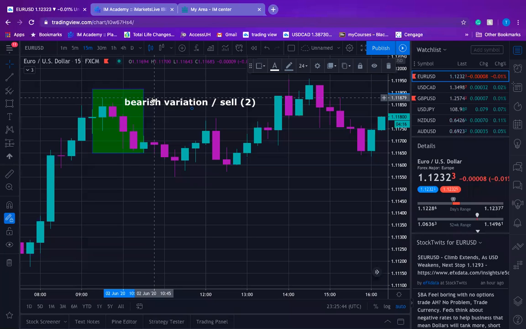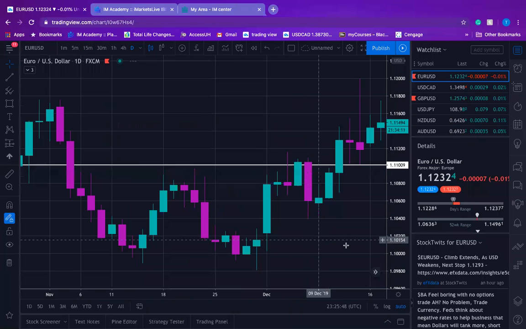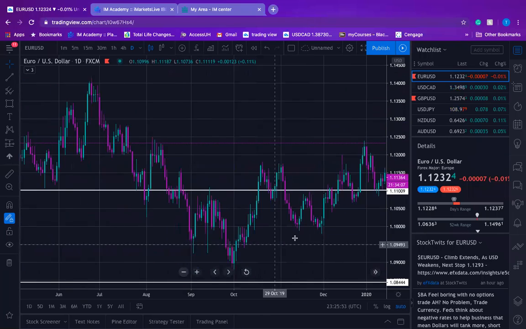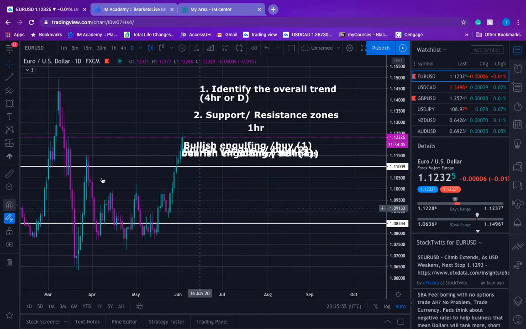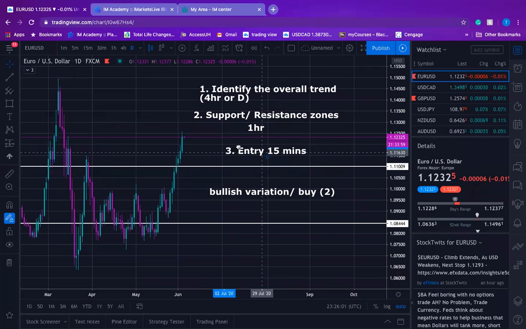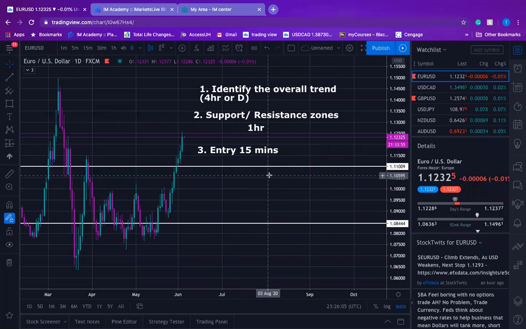Now we know what our entries are. Let me zoom out so you guys can see the full 3 steps. Boom, there you go. These are the 3 steps that we're going to follow today. This is our basic 3 steps for support and resistance.